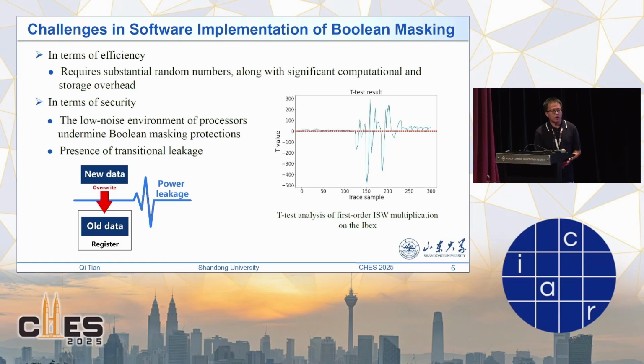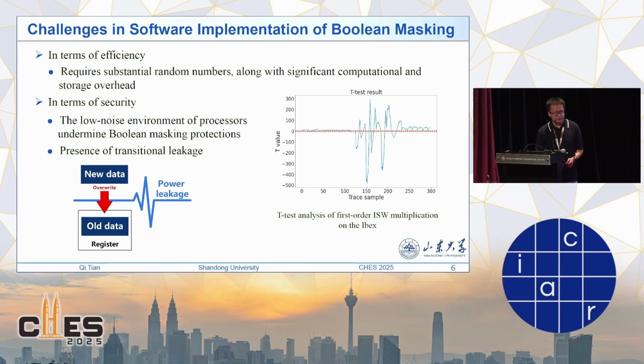However, there are some challenges in software implementation of Boolean masking. First, in terms of efficiency, Boolean masking requires a lot of random numbers, and it also has a high computation and storage cost. Second, in terms of security, the low-noise environment of processors can reduce the protection of Boolean masking, making it easier to suffer from some attacks, for example, horizontal attacks.